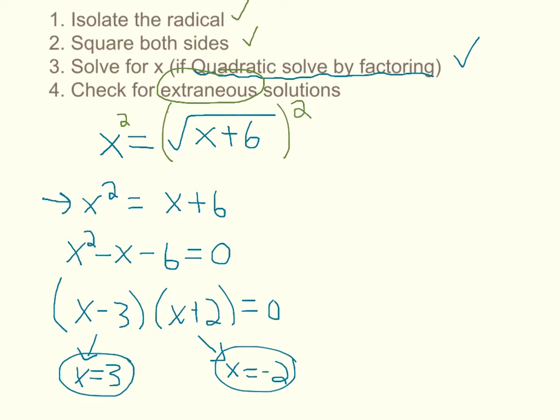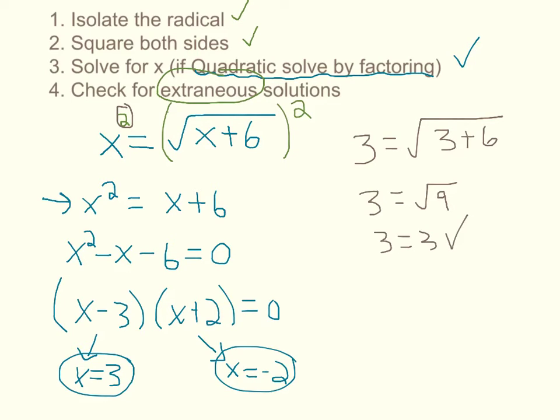Sorry, I just realized I made a mistake. That squared is not part of the original problem. So, plug in 3. 3 equals the square root of 3 plus 6. So 3 equals the square root of 9, and the square root of 9 is 3. So 3 is definitely a solution.